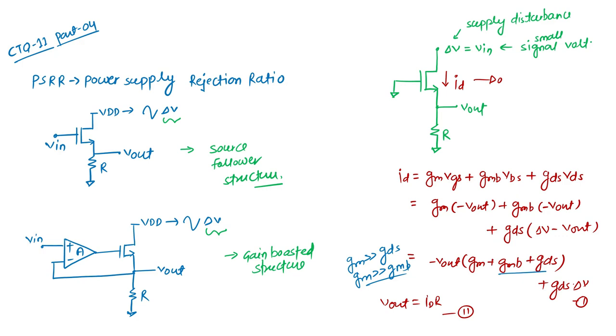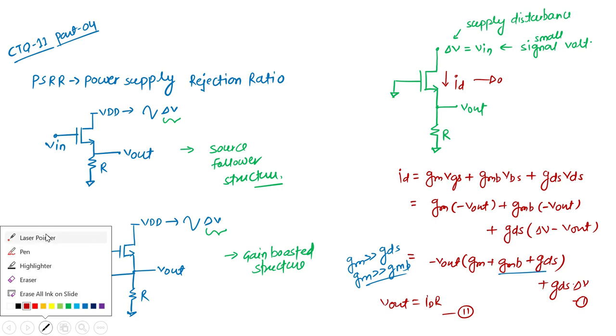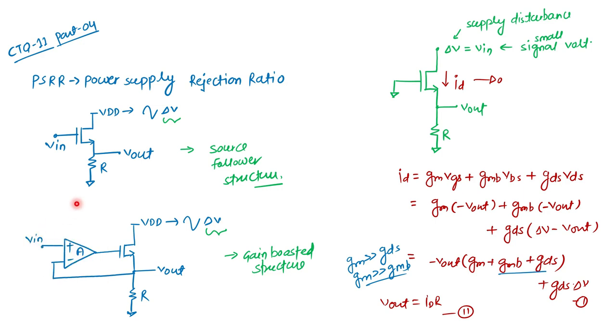Here we are seeing that there is a supply disturbance in two circuits. Circuit one is a simple source follower structure where the supply disturbance is influencing the output, and we have calculated this gain. For the second circuit we also calculated the same gain. But for this structure I am considering that the supply of my amplifier is well and good, so I am not worried about the supply of my amplifier, which is the gm channel, for the time being.